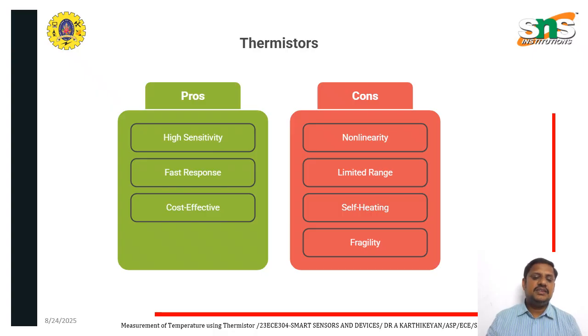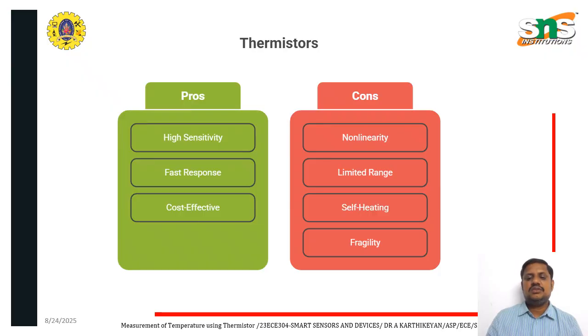Thermistors have pros and cons. The advantage is high sensitivity. Because it is temperature dependent, it automatically has high sensitivity. Once there is a minimum change in temperature, it will sense it and show the temperature level. Also fast response. Because of the high sensitivity, a quick and fast response is needed. The system should respond in a very quick manner, and it is also cost effective. That is the main important advantage of thermistors.